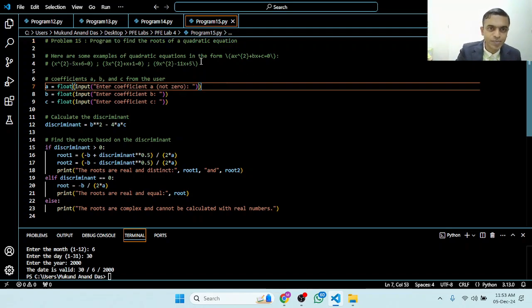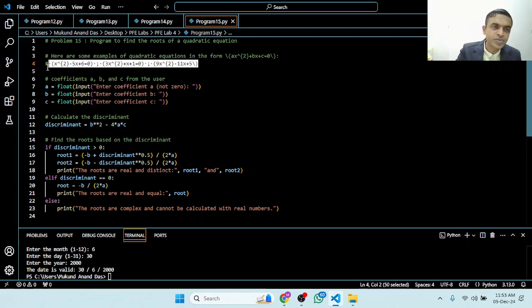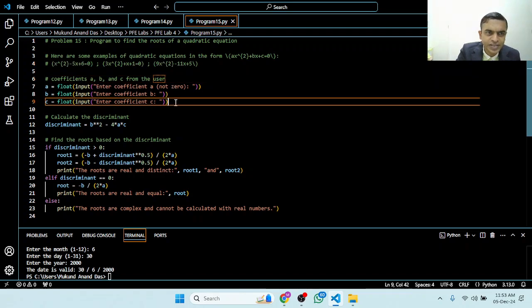So here are the example problems. Solve one of these and write the answer in the comments below this video. What is the answer of this? X square minus 5x plus 6 is equal to 0. This is a quadratic equation. We want to find out the roots. Now how we find out the roots is that first we enter the coefficients a, b, c.